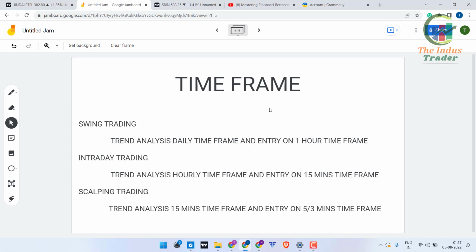In this particular strategy, we use two different time frames in every style. Like in swing trading, we use two time frames, intraday we use two time frames, and scalping we use two time frames, and even if you go for positional trading, we use two time frames. So why do we use two time frames? One time frame to analyze the trend, and the second one to take the entry.